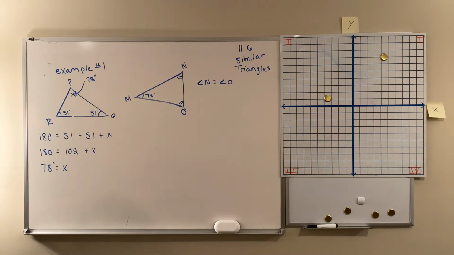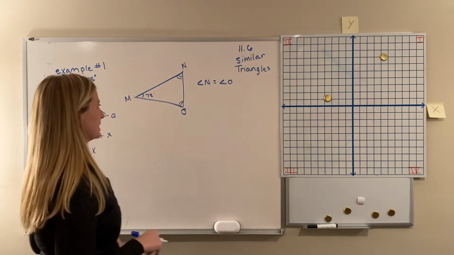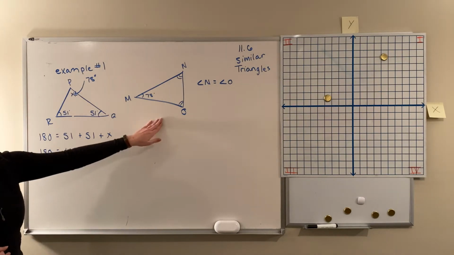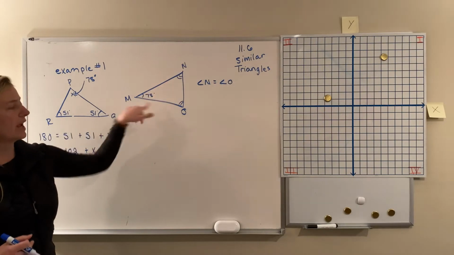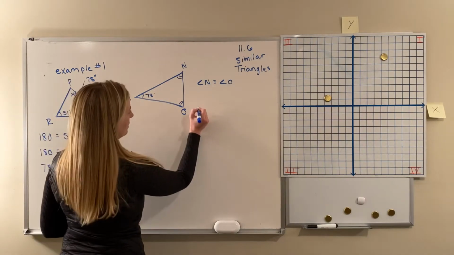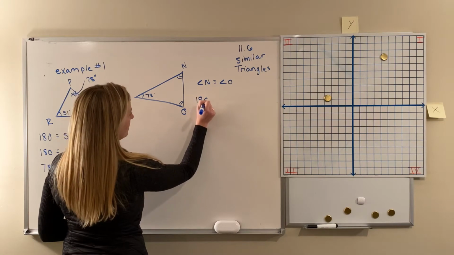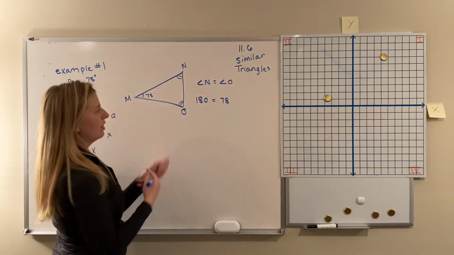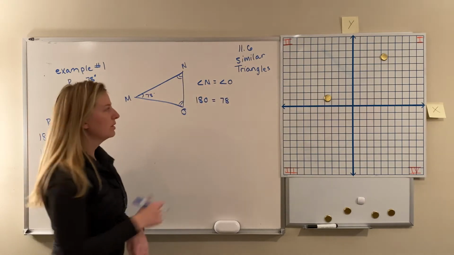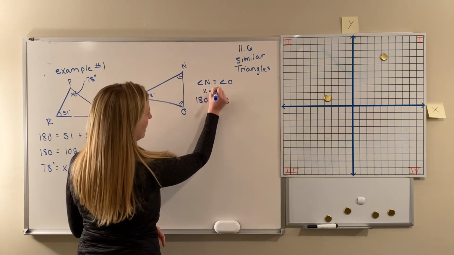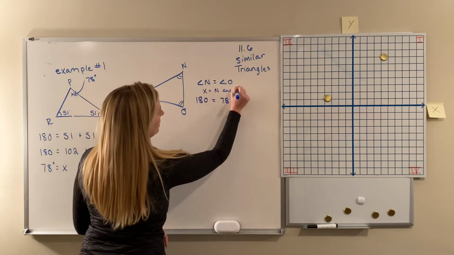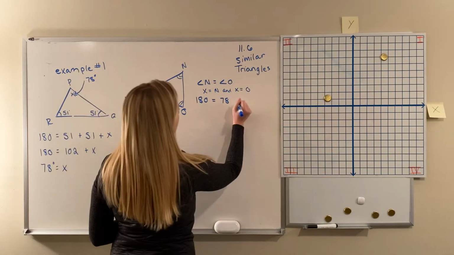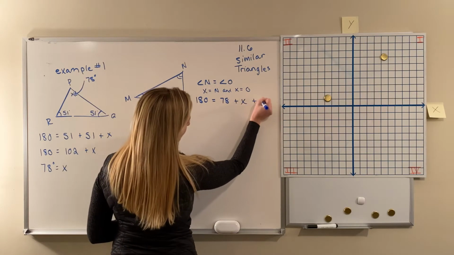We know that that's great, but we still need to figure out about these two bottom angles. And just like we used an unknown value to solve for our missing angles, we're going to do the same here. We know all three angles have to sum to 180. So 180 is equal to M, which is 78, plus N plus O. But we know N and O are the same, so we're going to let X equal N and X equal O, because we know X represents the same value in both cases. So plus X plus X.